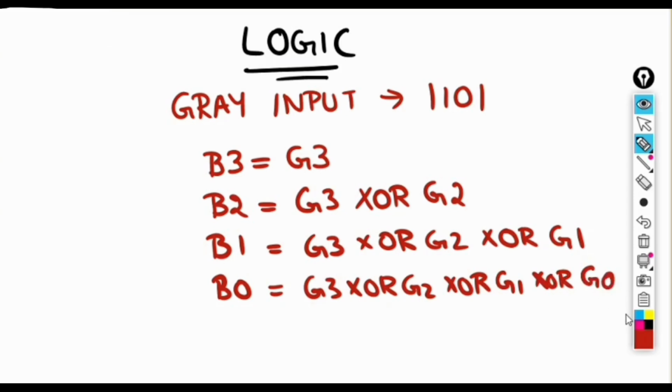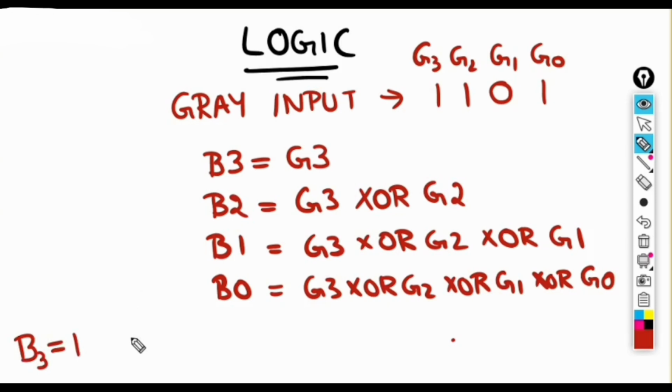Now let's see the step-by-step mathematical conversion. Consider the grey data, that is 1101. So how to calculate B3? It is nothing but G3, which is 1. What about B2? It is G3 XORed with G2, that is 1 XORed with 1, and the result is 0. And next we have B1. To calculate B1, we need to perform G3 XORed with G2 XORed with G1. So the answer you get is again 0.